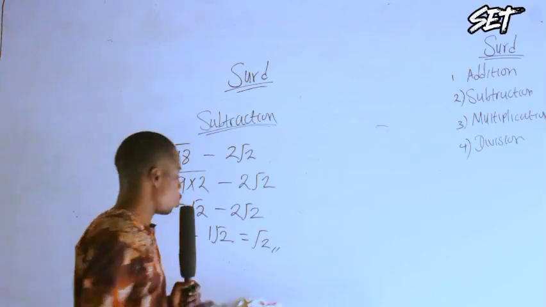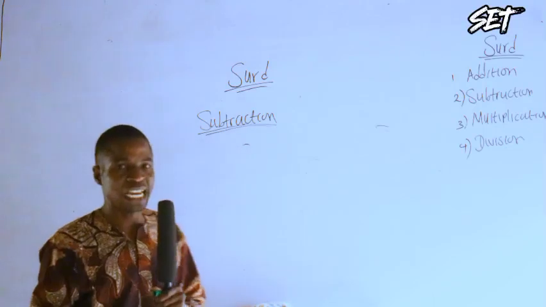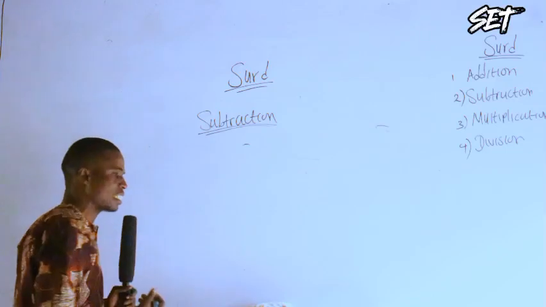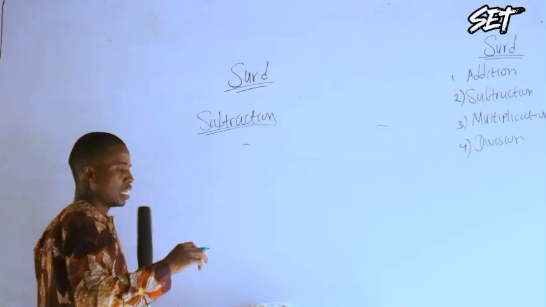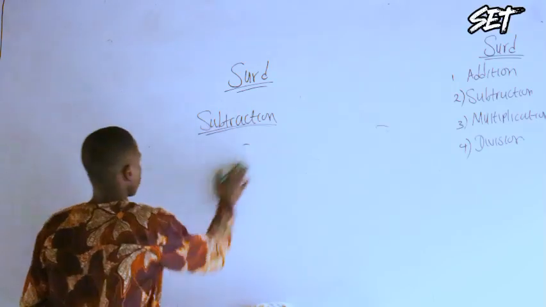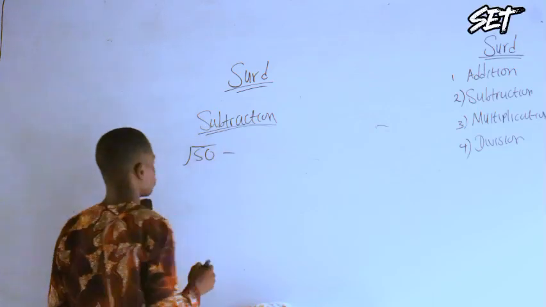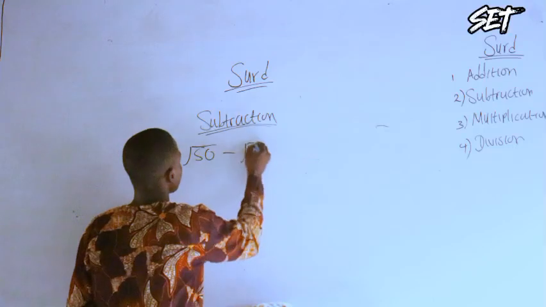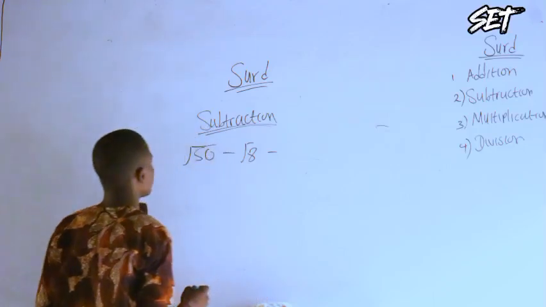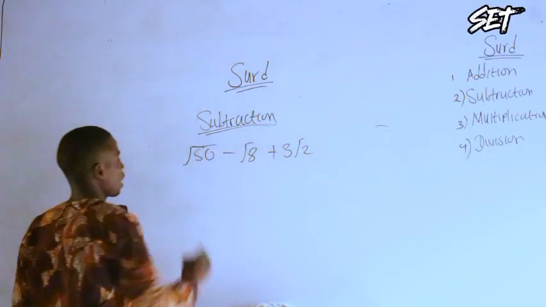Now, let us look at another one. Please, as you are doing it, make sure that you are writing it down, because that's the key of understanding. When we have root 50 minus root 8 plus 3 root 2, how can we do this?